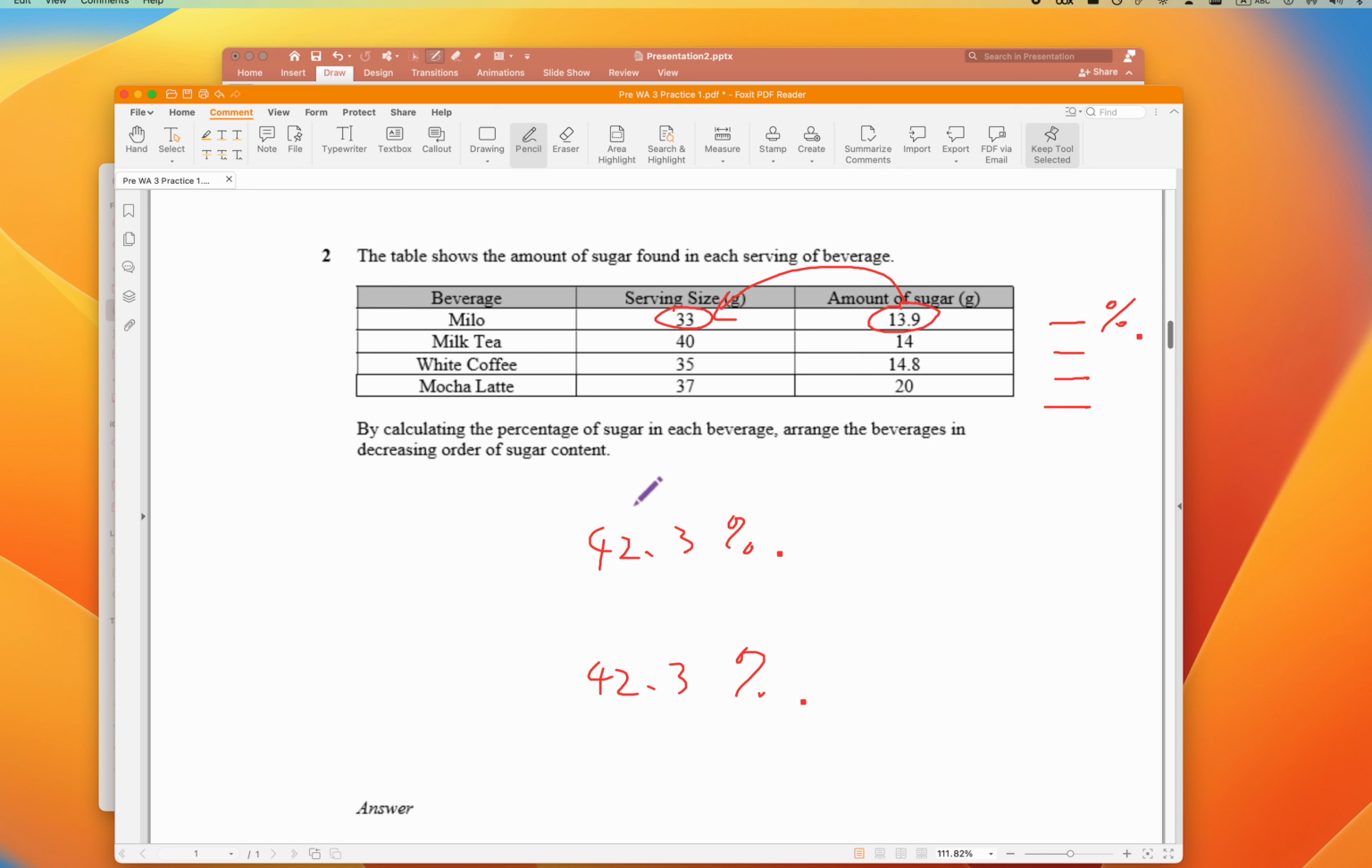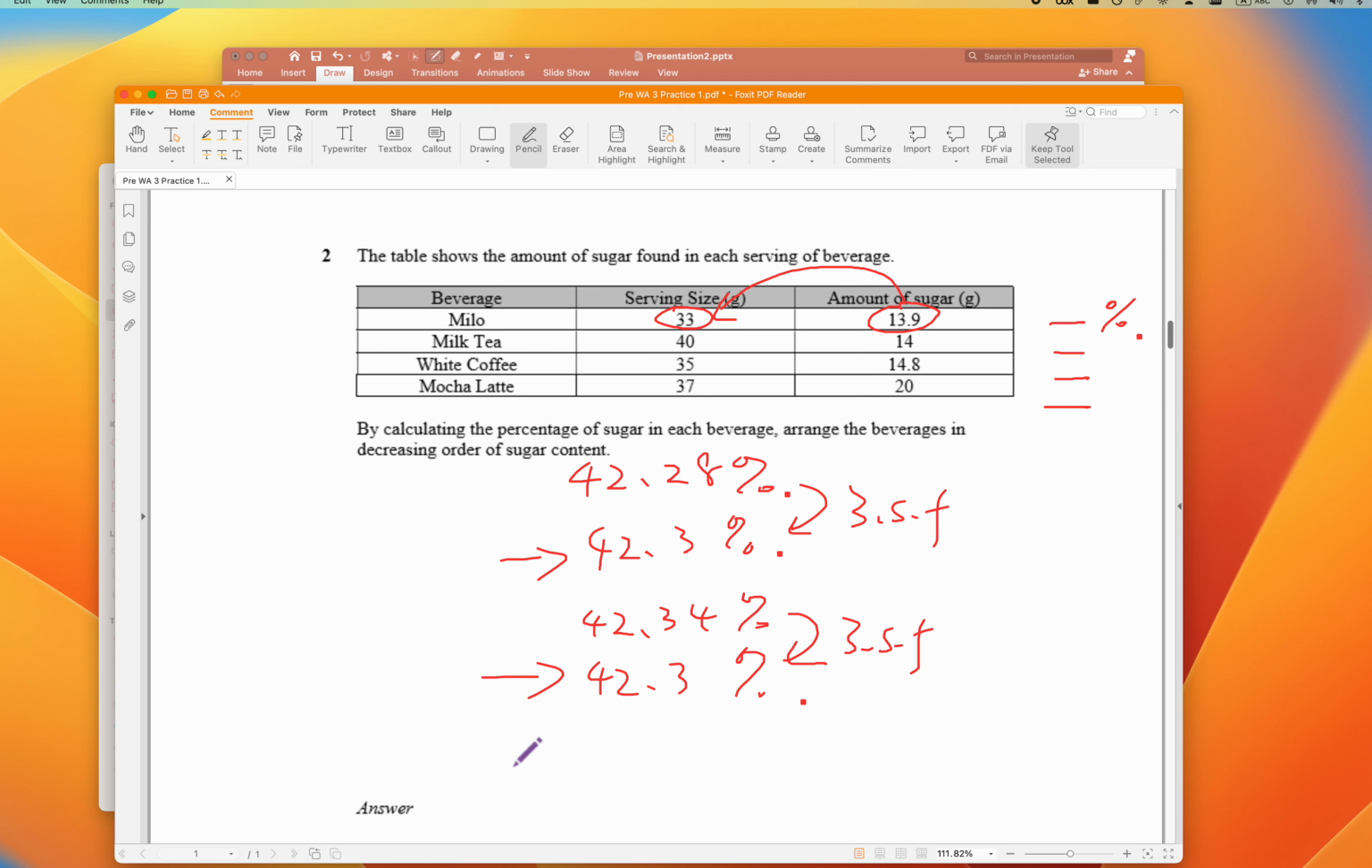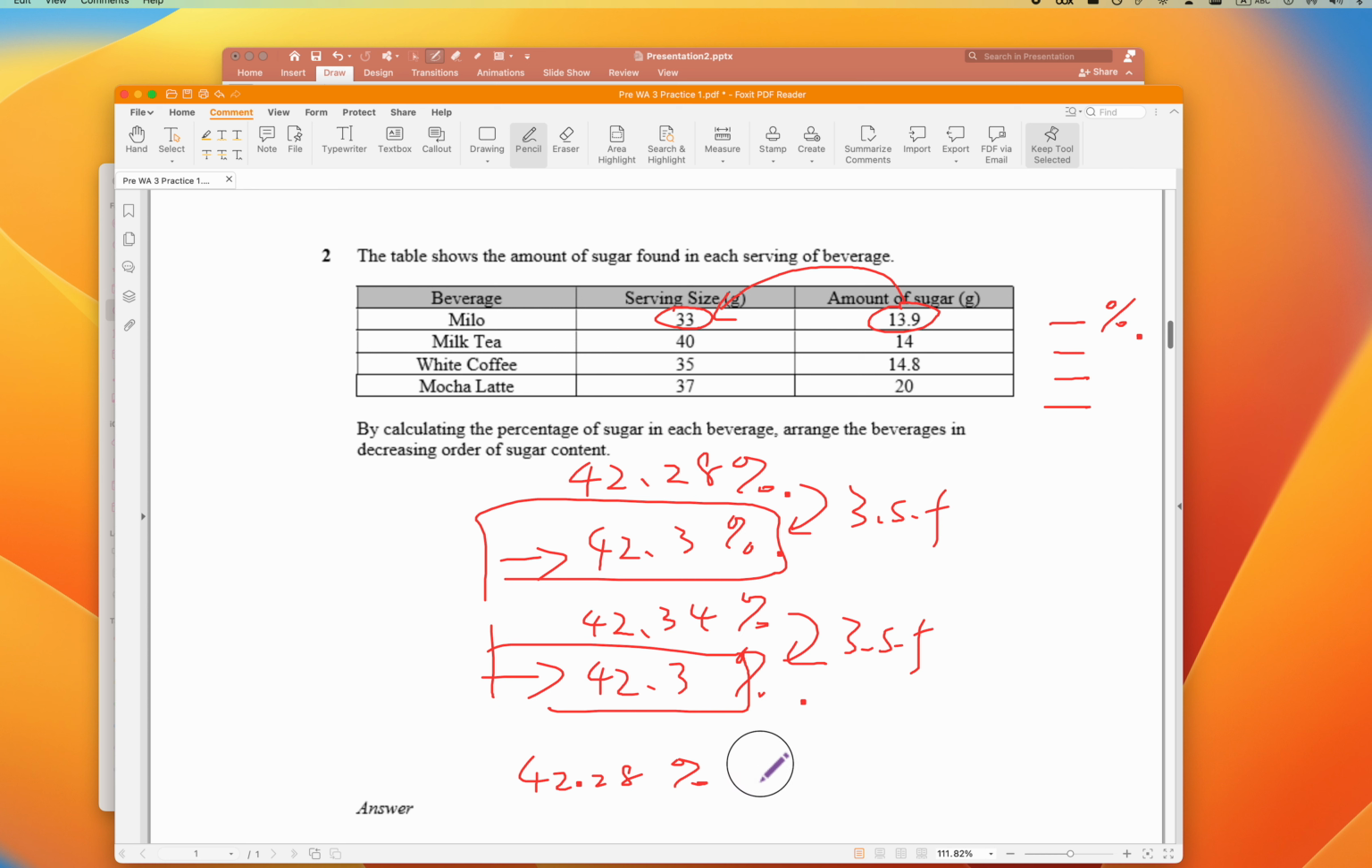How do you rank? Let's say this is 42.28 and this is 42.34 before rounding to 3 significant figures. Over here you cannot compare because they are the same after rounding, so you need to look at the more exact one. 42.28 is smaller than 42.34. So if you put decreasing, you need to put this one in front.